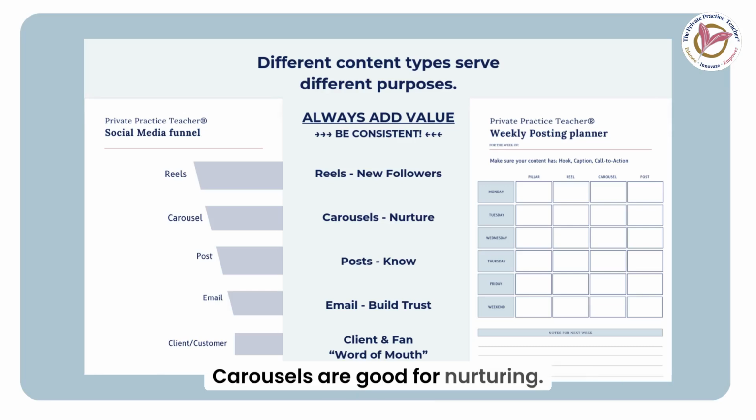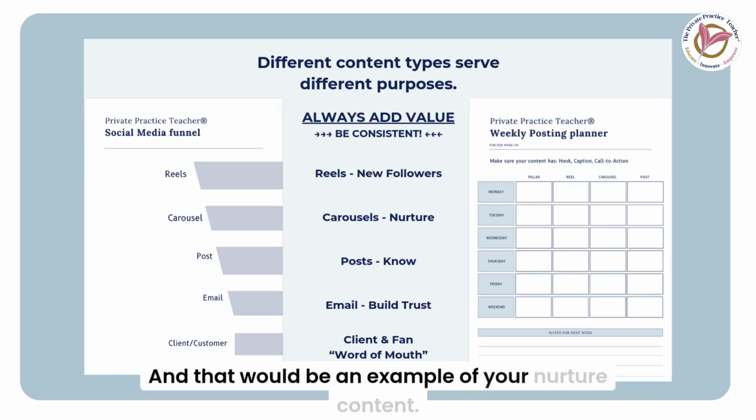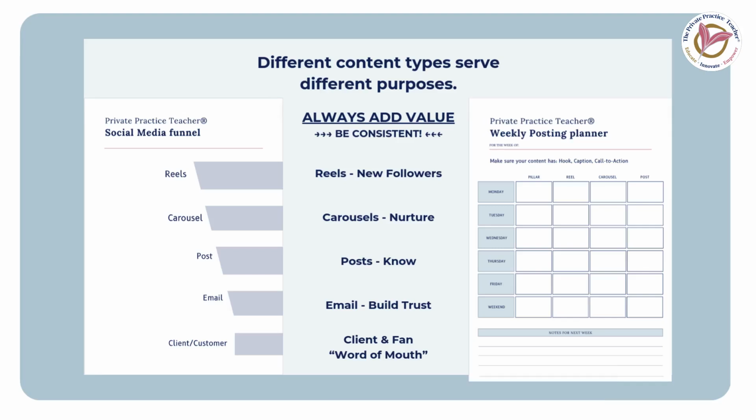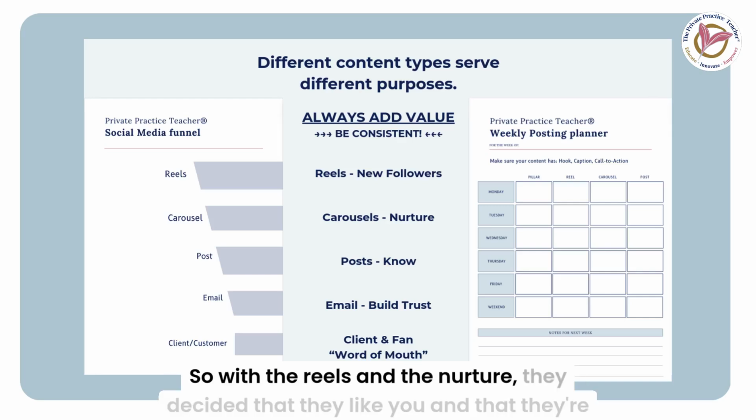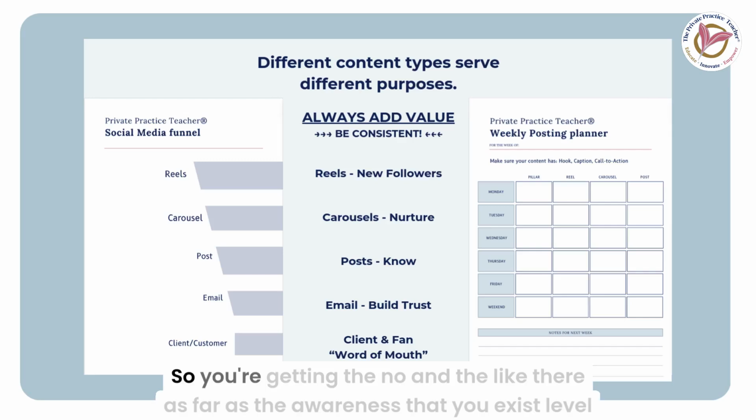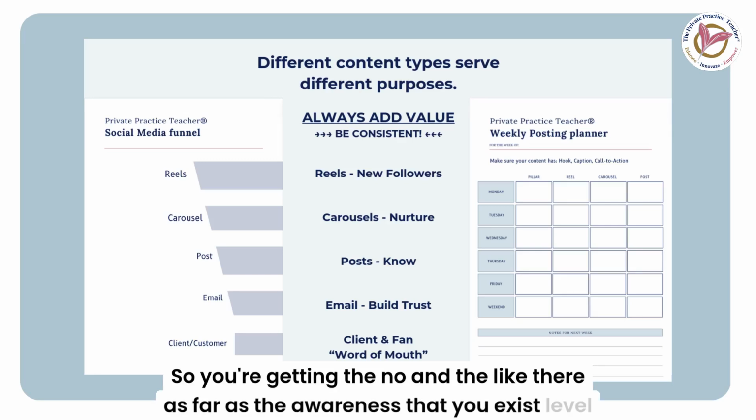Carousels are good for nurturing. Carousels typically have big text. They're quick and easy to read. They're quick and easy to save. And that would be an example of your nurture content. Posts are going to bring them into the know part of the know, like, and trust. So with the reels and the nurture, they've decided that they like you and that they're going to follow your content. So you're getting the know and the like there as far as the awareness that you exist level of knowing.